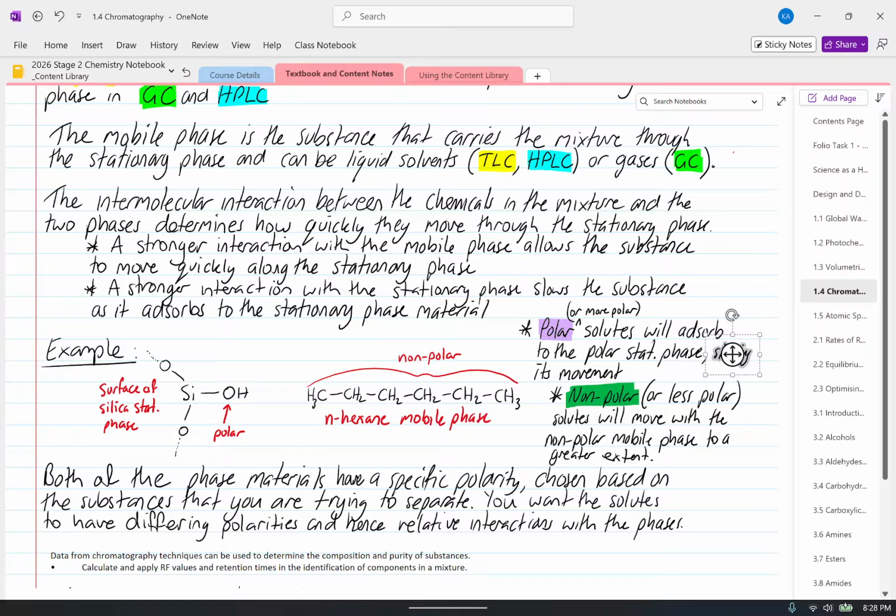The mobile phase is the substance that's going to be flowing the fastest. There's going to be a bulk amount of material, a whole bunch of liquid or a whole bunch of gas. It's going to pass through the material, and depending on how well the substances in the mixtures interact with the stationary phase, they will move some proportion of the total distance that the mobile phase passes. Again, we'll cover a bit more of that in a little bit.